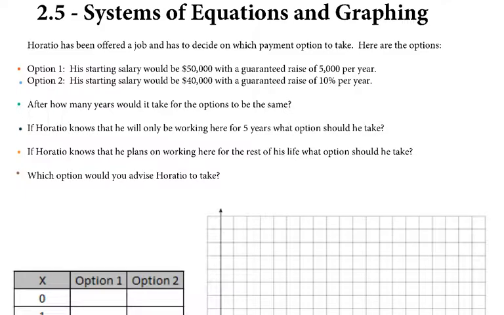There'll be certain times I'll have the guest teacher pause the video so that you can have some time to work on them. So let's take a look and make sure we understand the problem, and then I'll give you some time.